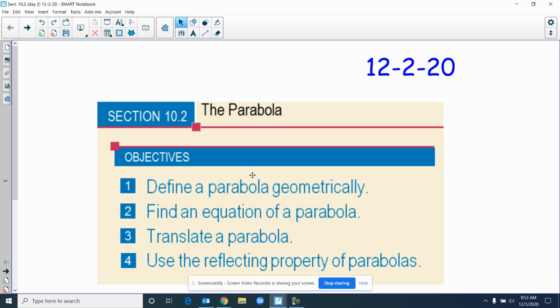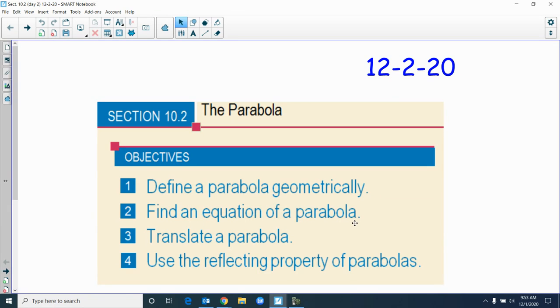All right, welcome back to day 2. We are going to finish up section 10.2, dealing with the parabola, and go over a couple of word problems here. You should have your guided notes. A couple of comments here.